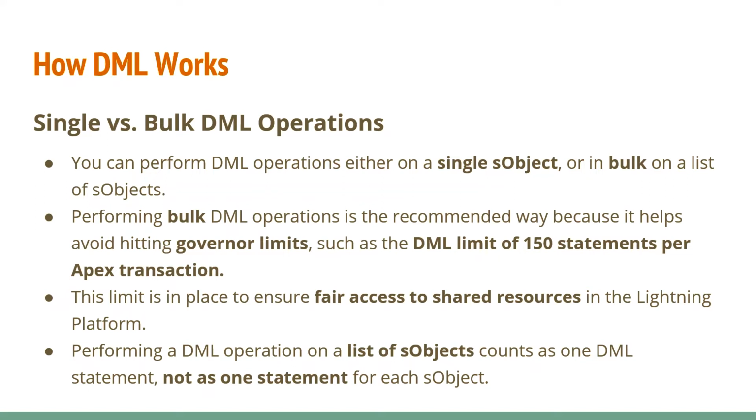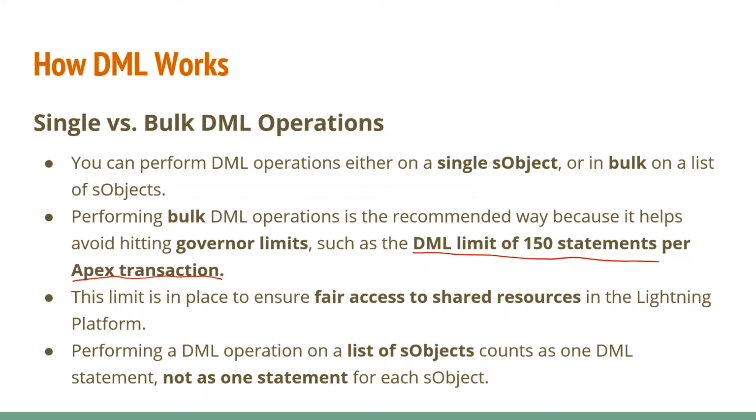because it helps avoid hitting governor limits such as the DML limit. This is a basic interview question also. DML limit of 150 statements per Apex transaction. So how many DML statements can be put in a particular transaction or in a class? It's 150 statements. This limit is in place to ensure fair access to shared resources in the Lightning platform.